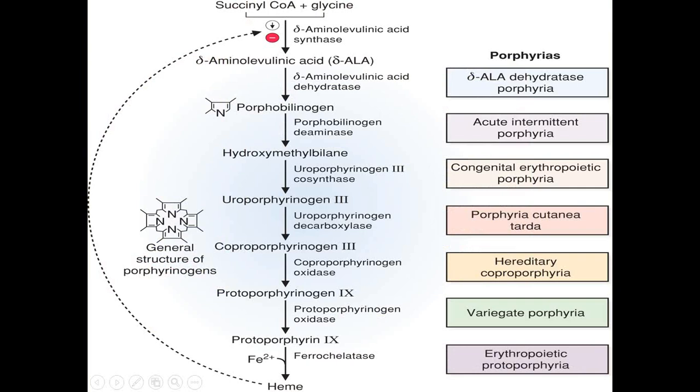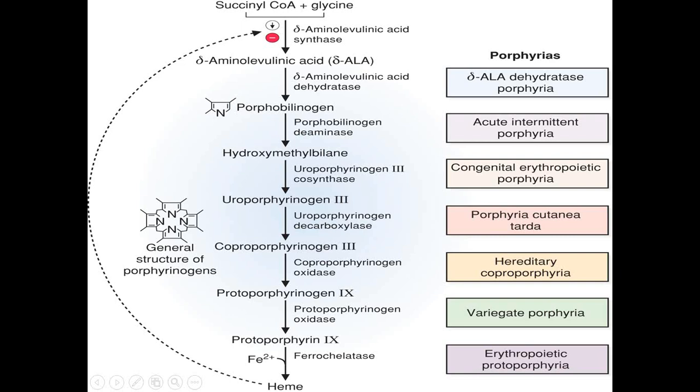Now, we will summarize this heme synthesis again. Succinyl CoA joins with glycine and forms delta-aminolevulinic acid by the enzyme delta-aminolevulinic acid synthase, which requires pyridoxal phosphate as a coenzyme, and heme can inhibit this step. Thus, this is the most committed or rate-limiting step of heme synthesis.